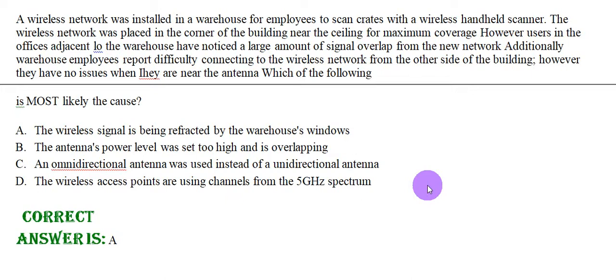Option A, the wireless signal is being refracted by the warehouse windows. Option B, the antenna's power level was set too high and is overlapping. Option C, an omnidirectional antenna is used instead of a unidirectional antenna. Option D, the wireless access points are using channels from the 5 GHz spectrum. The correct answer is option A.